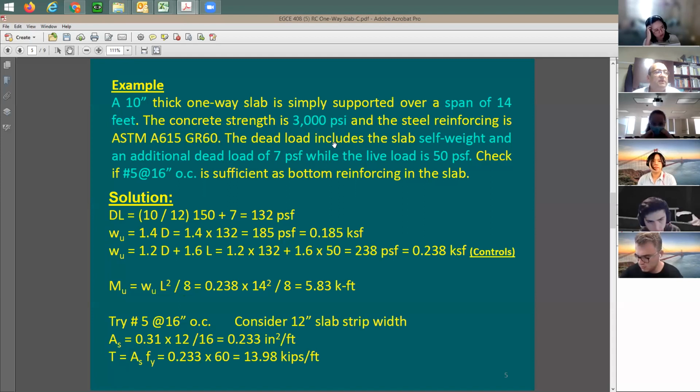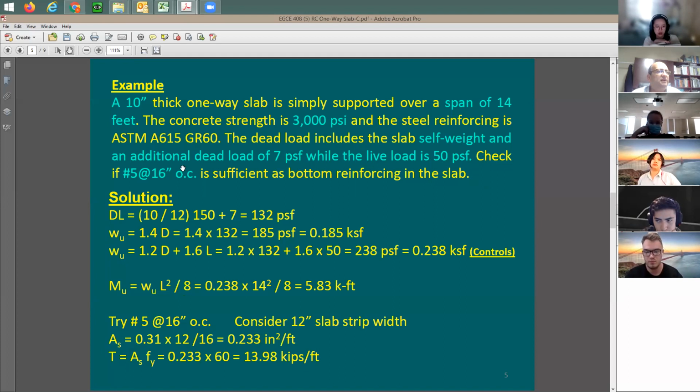It says here the dead load includes, let's see here what does it include. Self weight of what? Of the slab, of the 10-inch thick slab. And additional dead load of 7 psf. So this could be like ceiling, ducts, some mechanical equipment, maybe some light fixtures, whatever. And the live load is 50 pounds per square foot. Just take it as 50, right?